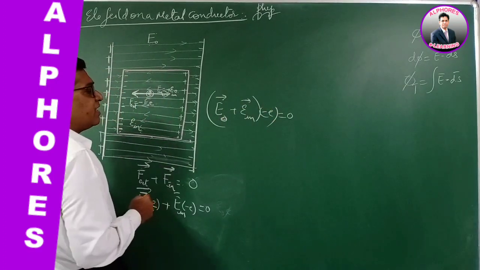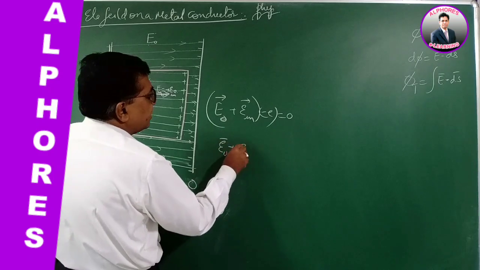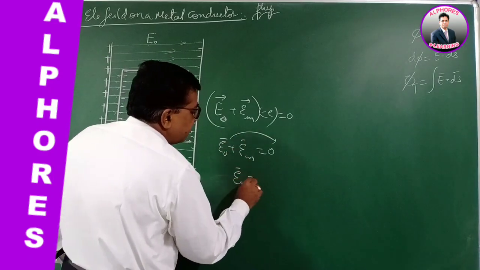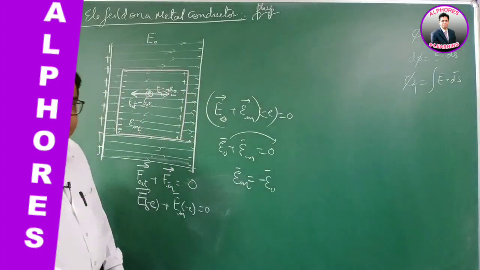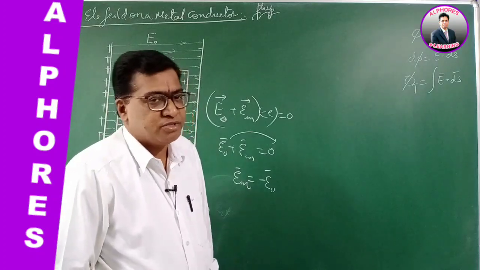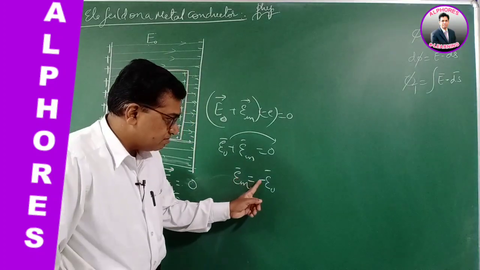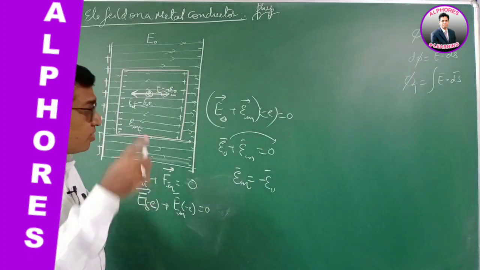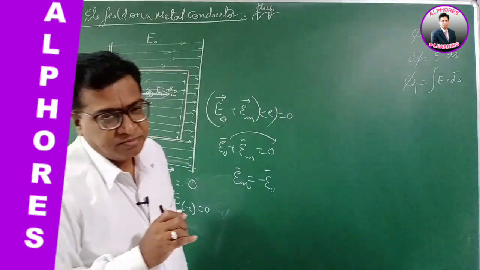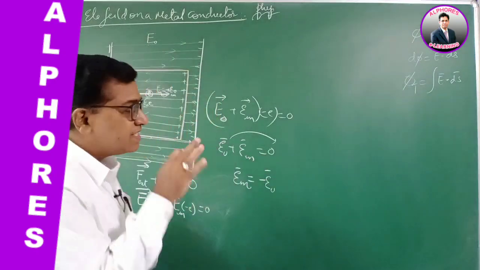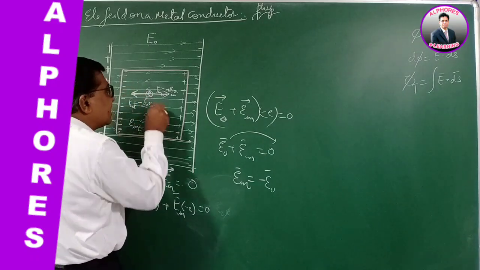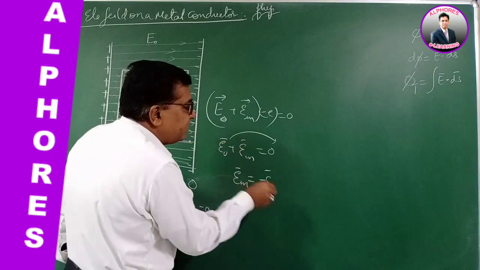Well, electron charge cannot be equal to 0. So E external plus E induced is 0. When I take this, E induced in vector form is minus E naught. So inside the metal, an equal and opposite electric field is induced. So that is E induced is minus E naught. Because of these two fields, now the charges inside experience no force. What does this mean? They experience no force in the sense, at any point inside the conductor, the net electric field is 0.